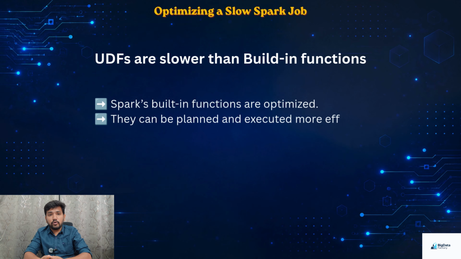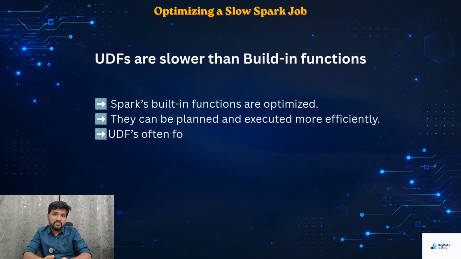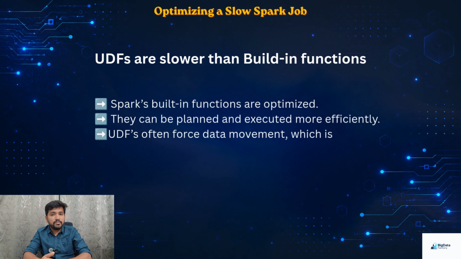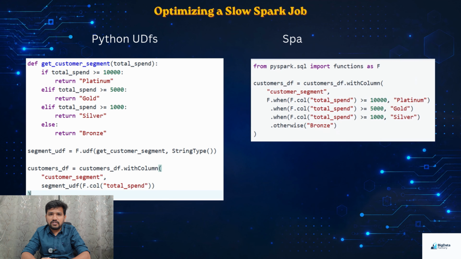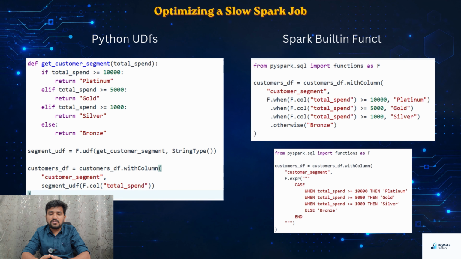Python UDFs often force Spark to move data between the JVM and Python processes, which can become more expensive. So I replace the UDF with built-in Spark SQL functions. Instead of a custom Python function for customer segment logic, I use when, otherwise, case, or SQL expressions. The business logic stays the same. The output stays the same, but Spark can execute it more efficiently. After replacing the UDF, the runtime becomes 5 minutes and 41 seconds.